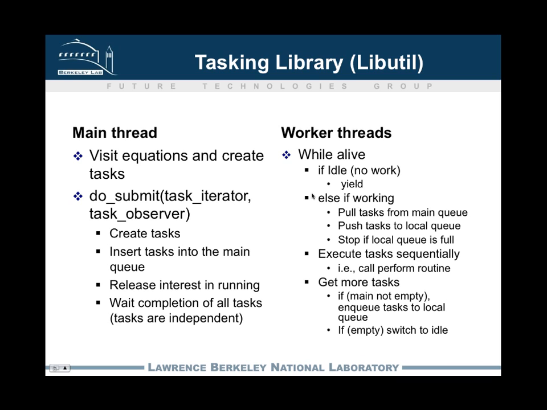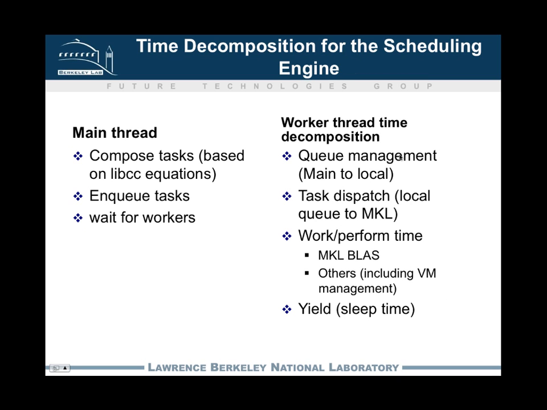So what we try to do here is to find the time that is spent on each of these tasks, both for the main thread and for the worker threads. For the main thread, we have a composition of tasks: how much time it takes for enqueuing tasks and waiting for workers. We also have times for managing or moving tasks from the main queue to the local queue, sending tasks to the MKL library, time spent to perform the work, and also managing the memory.